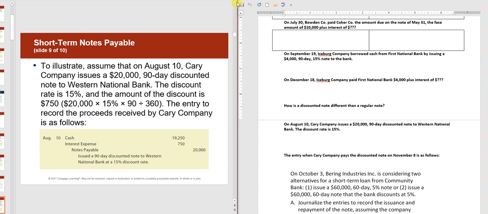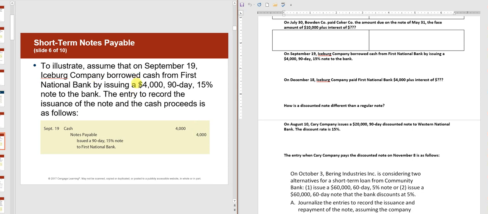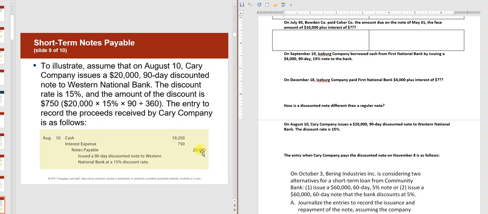So I record notes payable. Notice in all cases, I'm going to back up a second, notes payable is always the face amount of the note. So this is a $4,000 note. This is a $20,000 note. Notes payable is always the face amount of the note. But here I take the interest out of the proceeds, so I debit interest expense. This is good enough for now. Actually, it'd be a little different if I split a year here, but I don't.